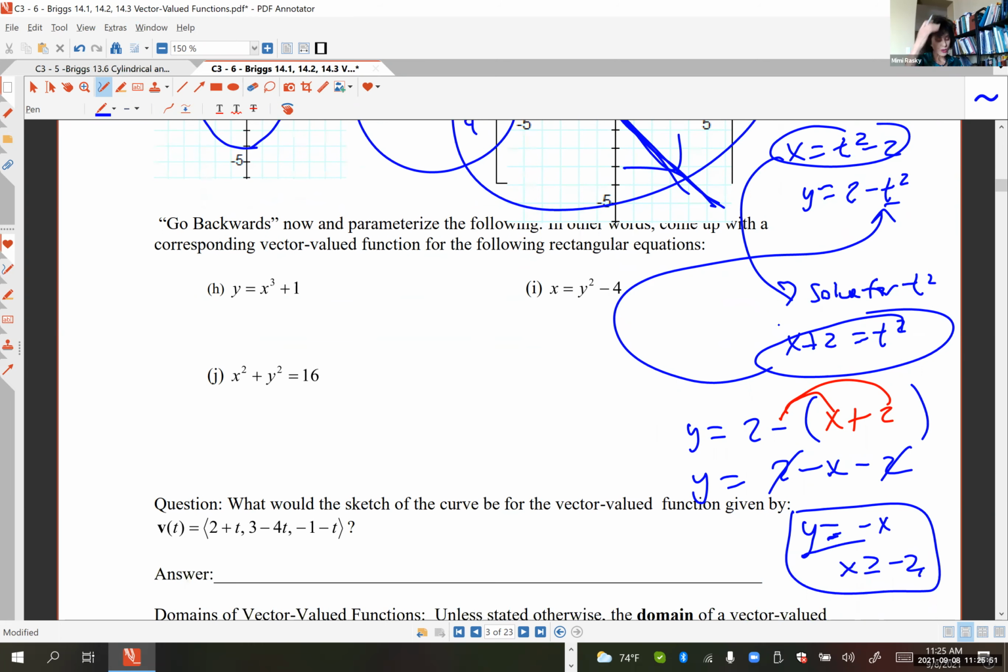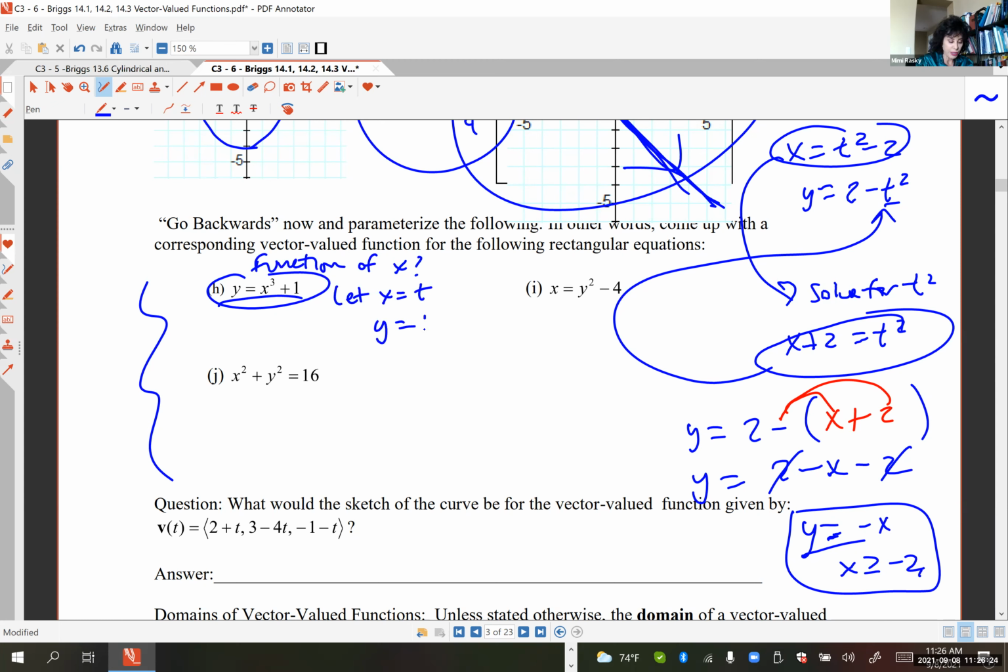Prepare. So these examples here are where you go backwards. Somebody gives you a single rectangular equation, you give me a vector valued function. And I claim it's super easy as long as you follow my 3 rules. Rule number 1, is it a function of x? And y equals x cubed is indeed a function of x.